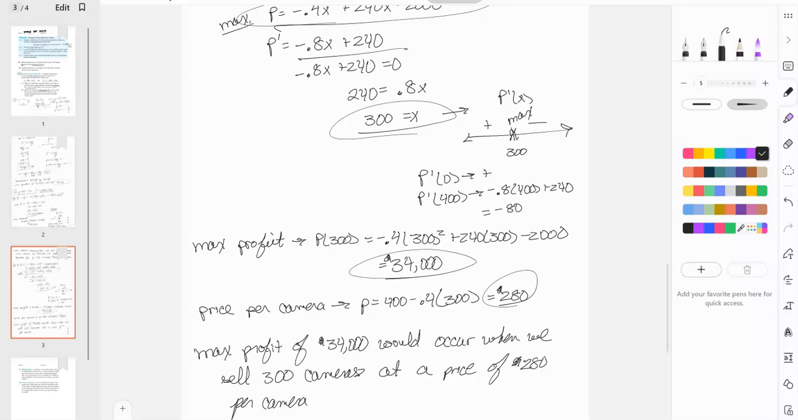So that's how we do optimization. We figure out the equation that's tied to everything. We take a derivative. We find critical numbers. And then we use that critical number to answer the question.